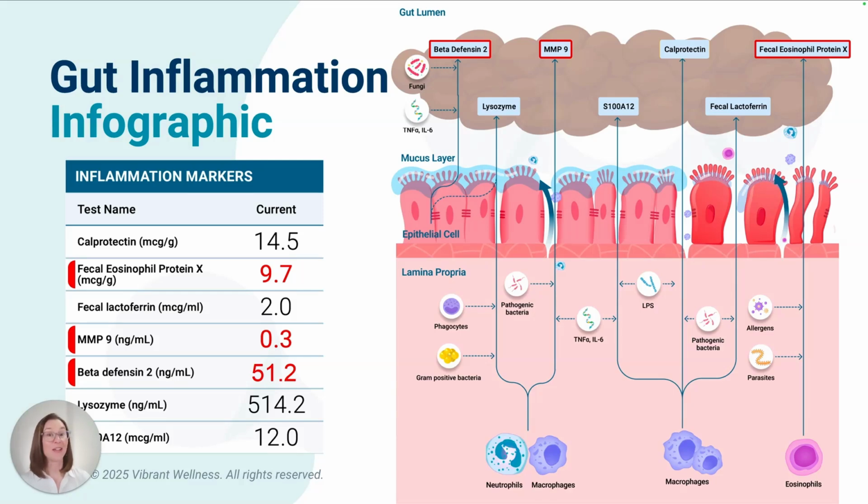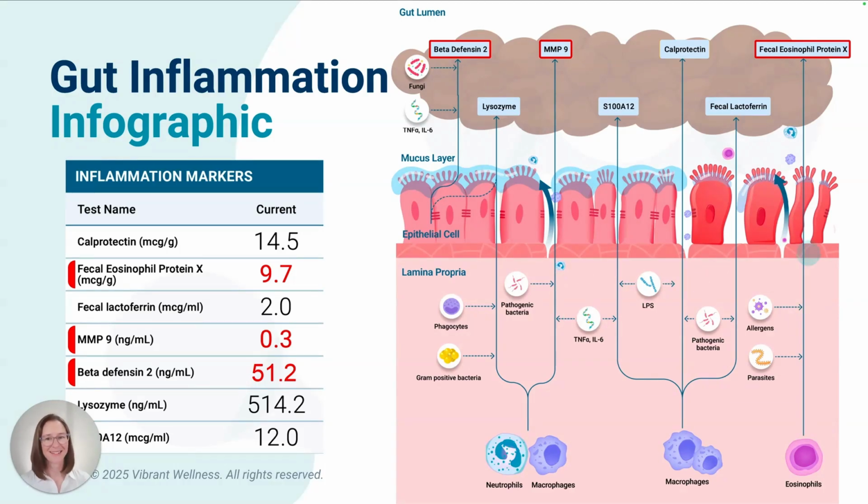Looking at the gut inflammation infographic included in the Gut Zoomer report, you can see that fecal eosinophil protein X is produced by eosinophils as a result of exposure to parasites and allergens. If you remember, Jessica's had seasonal allergies since childhood. MMP9 can be made by neutrophils and macrophages in response to pathogenic bacteria and also the cytokines TNF-alpha and interleukin-6. Those same cytokines can cause epithelial cells to release the inflammatory marker beta defensin 2. However, epithelial cells also release beta defensin 2 in response to fungi.